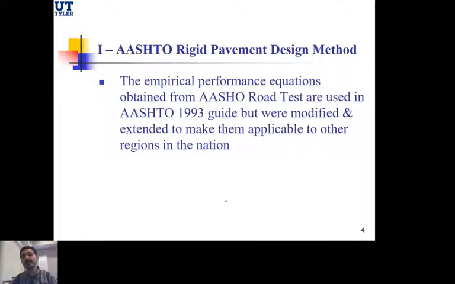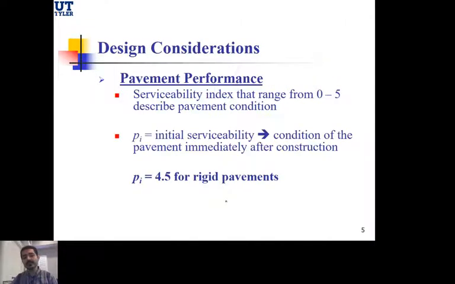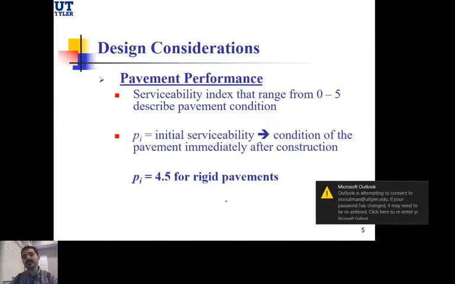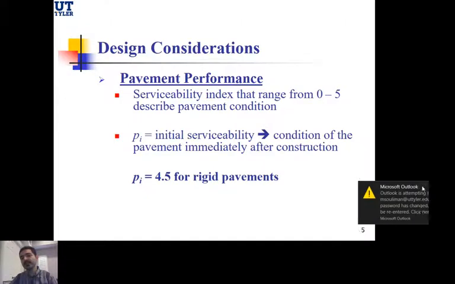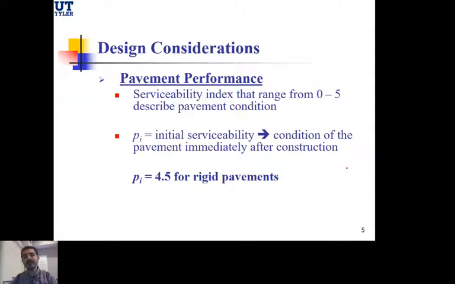The empirical performance equations that were obtained from the AASHTO test were used and implemented in the AASHTO 1993. But of course, there were lots of modifications, and they were extended to make them applicable to other regions in the nation instead of concentrating on one single location. So let's start with some design considerations that we would need to know, similar to the flexible pavement, before we get going with the nomograph.